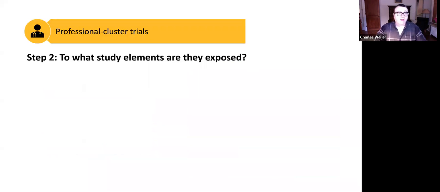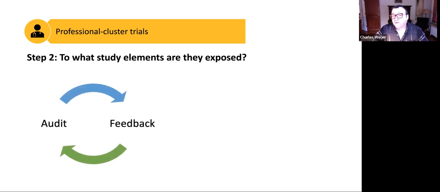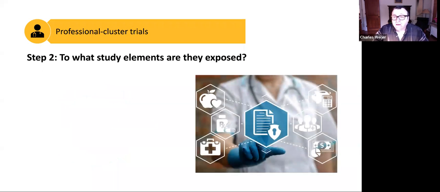So to what study elements are they exposed? Well, we've already kind of hinted at this. The health providers themselves are exposed to the audit and feedback interventions, including written reports, education sessions, and involvement in the creation and implementation of action plans. Patient data, on the other hand, is collected, de-identified, and so on.